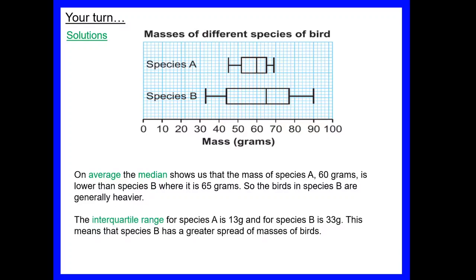Our second statement, the interquartile range for species A is 13 grams. So again, that's the upper quartile minus the lower quartile. And for B is 33. This means that species B has a greater spread of masses of birds. Again, we can see that really clearly from the diagram.